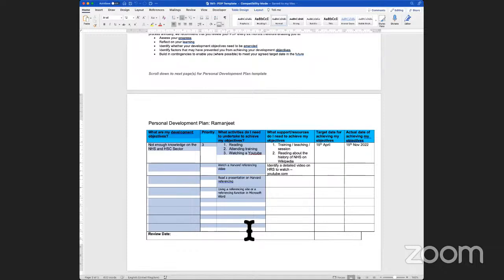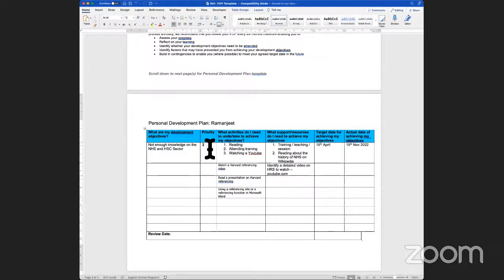This is the first part that you fill for 1M1, which is to say, what are my development objectives, which are coming as weaknesses that you're putting up here? What is the priority? If you want to assign a priority, it is 1 to 5: 3 is neutral, 4 and 5 are important, and 1 and 2 are not that important. And what are the activities that you're going to undertake is what you mention here. Then the timeline you're going to achieve these activities by is put up here.